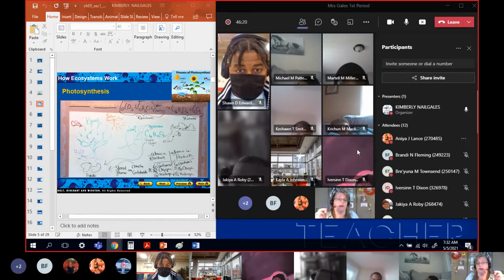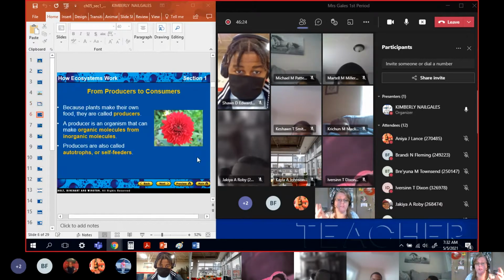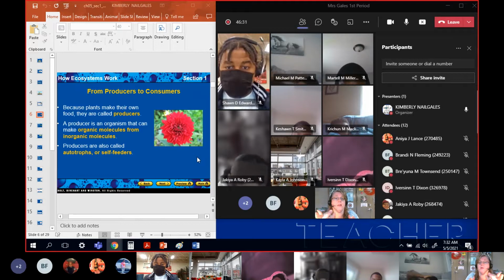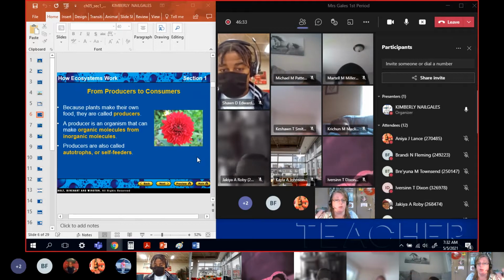Okay, all right, so they store the extra sugars they make as starches, and they're called carbohydrates. Okay, sugars and starches are called carbohydrates, and that's how they store them. So when plants are doing photosynthesis, we call them producers. Okay, because they can take something that you can't hold in a bucket like sunshine. They can take inorganic molecules and turn it into organic molecules. And because they do that, we call them autotrophs.